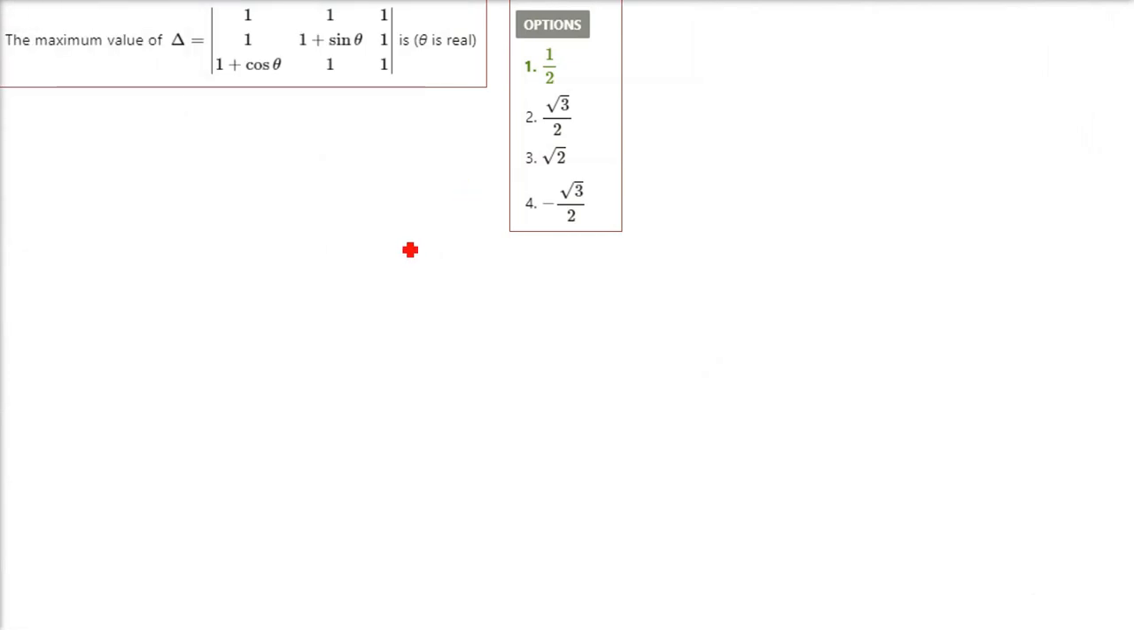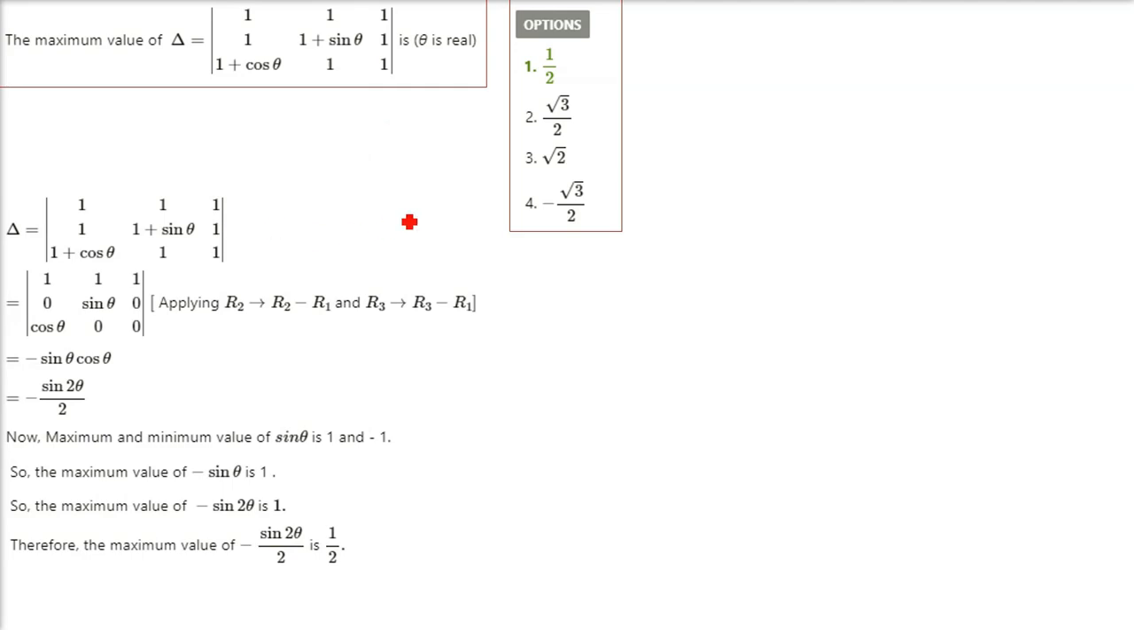Theta is real here. What will be the maximum value of this determinant? Whenever we have one row or one column as 1, 1, 1, there is a simple way to do it. Row 2 you will change to row 2 minus row 1, and row 3 you will change to row 3 minus row 1. That is the only thing we will do, unless you have something to take common. So R2 minus R1 you will change R2 like that, and R3 will change as R3 minus R1.